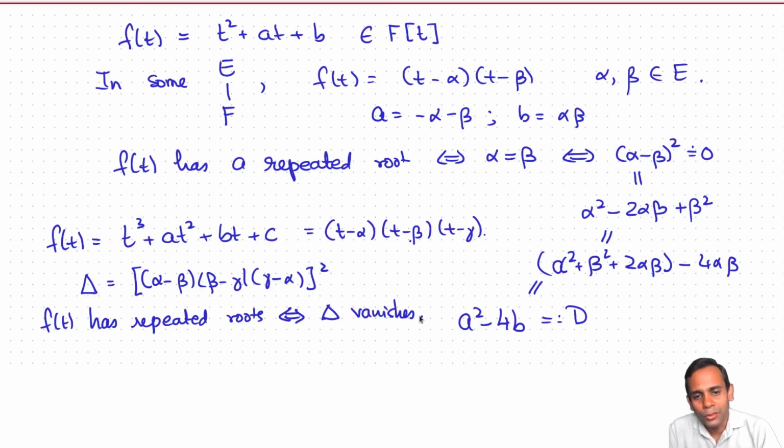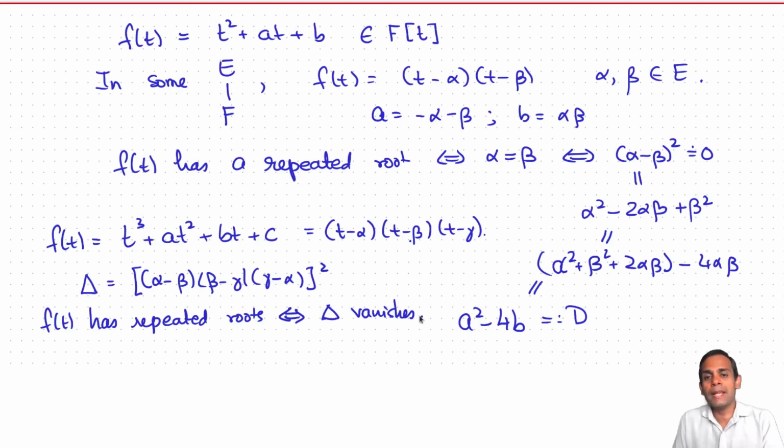Now you can try this at home. If you take this symmetric polynomial (alpha minus beta)(beta minus gamma)(gamma minus alpha) whole squared and express it in terms of a, b and c, you will get a polynomial expression in variables a, b and c whose vanishing will be equivalent to the cubic polynomial having repeated roots. I'm not deriving it, it takes a little more work, but there is a formula from which you can read off whether or not a cubic polynomial has a repeated root.